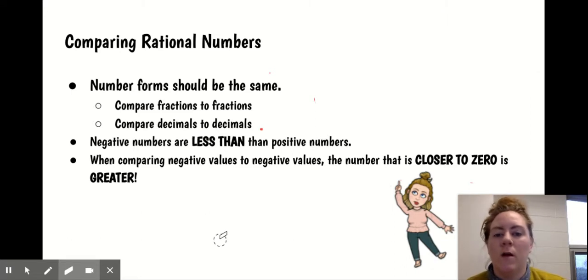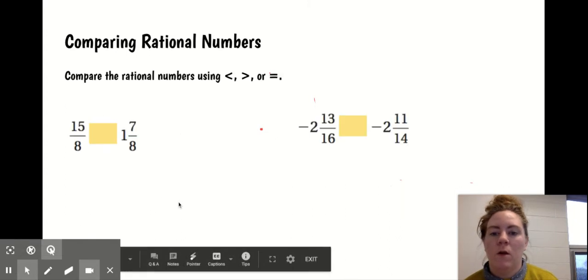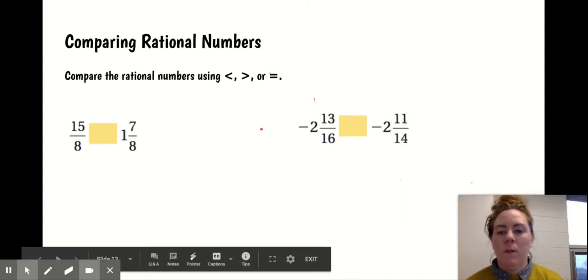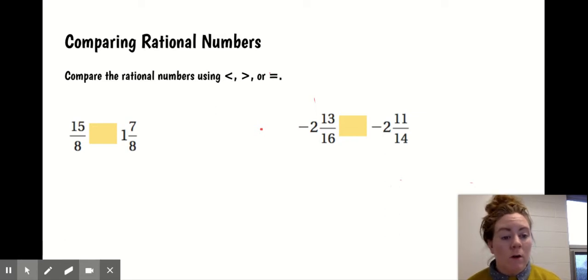And then you're comparing, just putting them in order. When comparing negative values, the one closer to 0 is greater, right? So you guys know that. Here's some examples. Compare them using less than, greater than, or equal to.